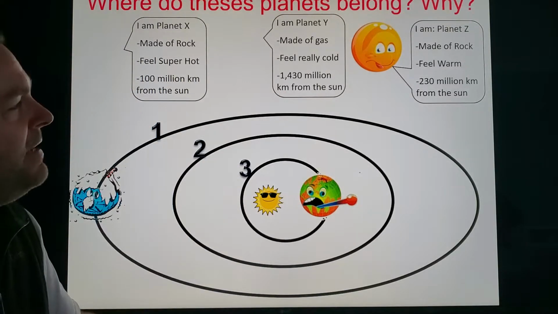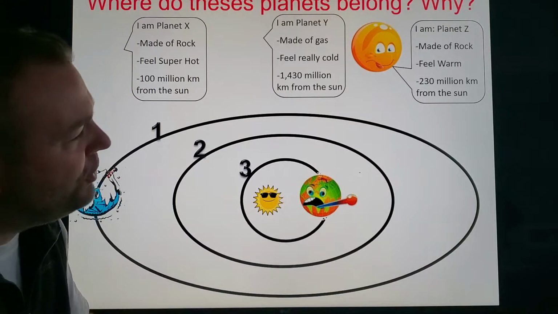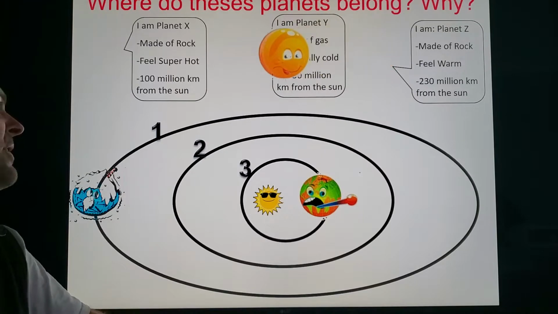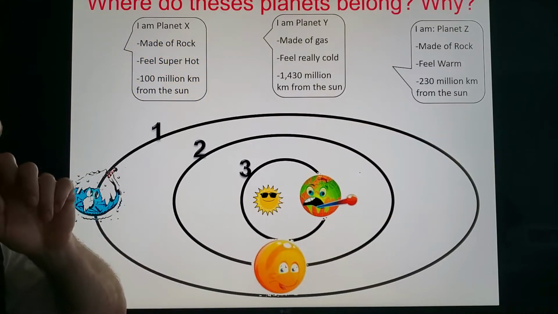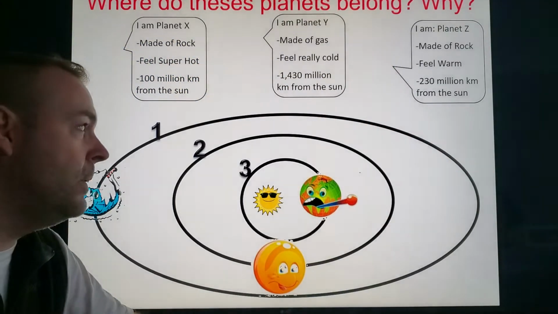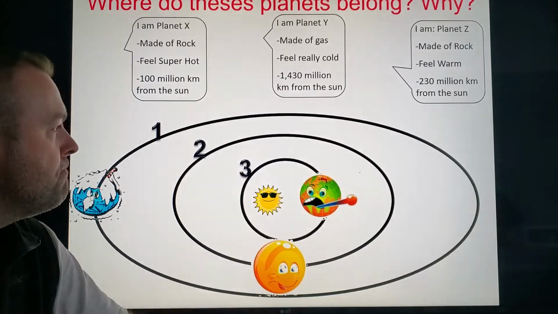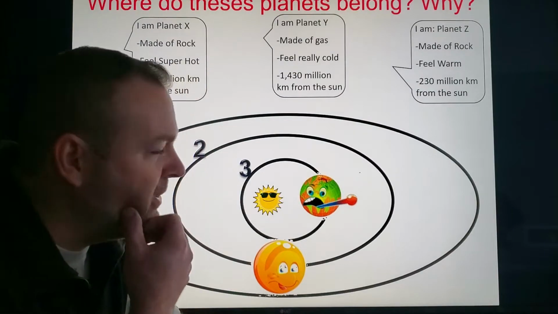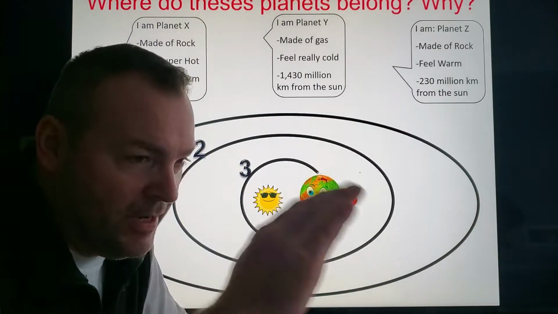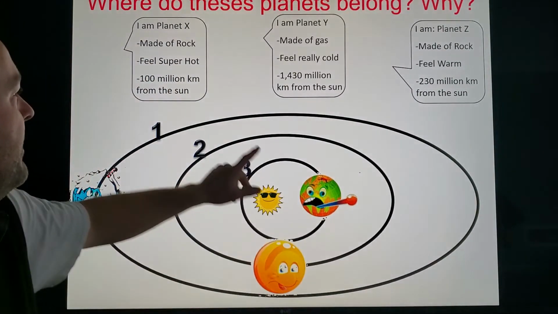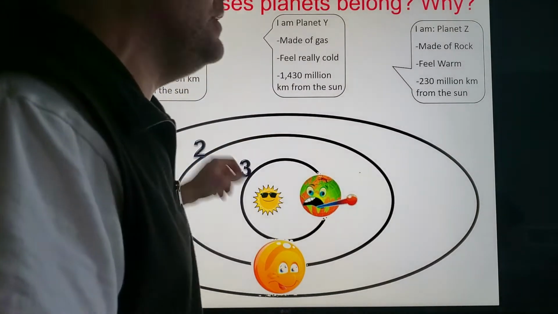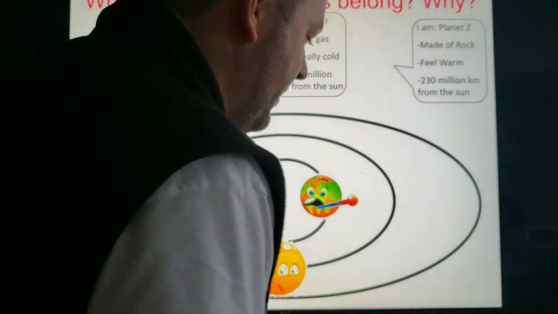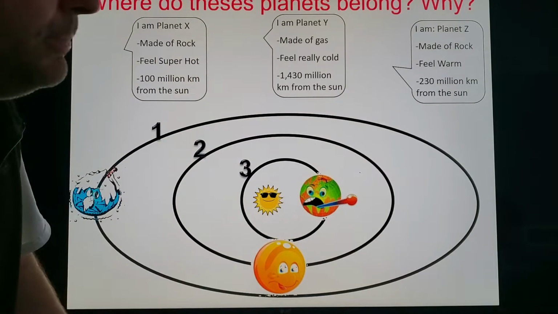And Planet Z, made of rock, feels warm, 230 million kilometers from the sun. That would be the most Earth-like, of course, in that Goldilocks zone. And there you have it. Okay, remember, it's not just the distance that affects the temperatures on Earth anyways. It's also the tilt of the axis. But when you're talking about these extreme differences in distance, then yes, that affects the temperature of that planet.